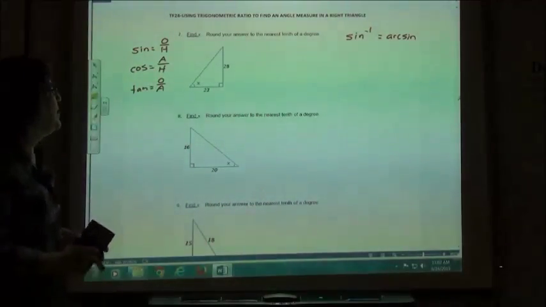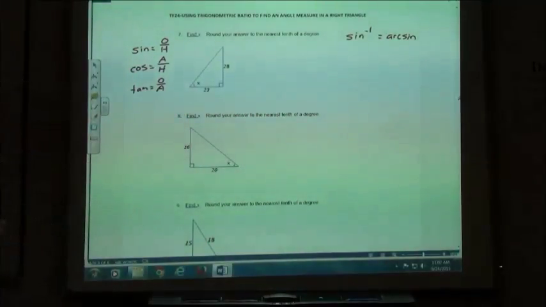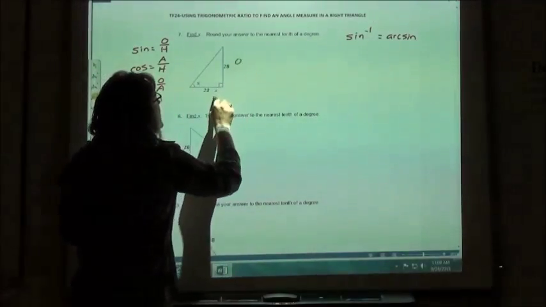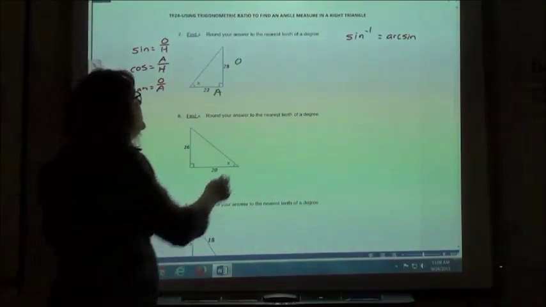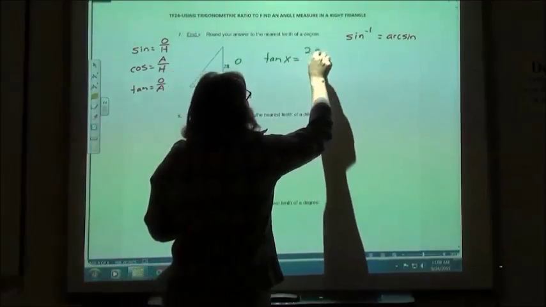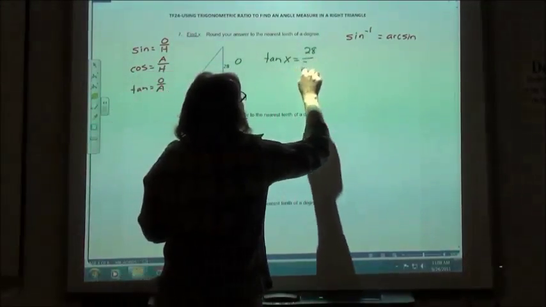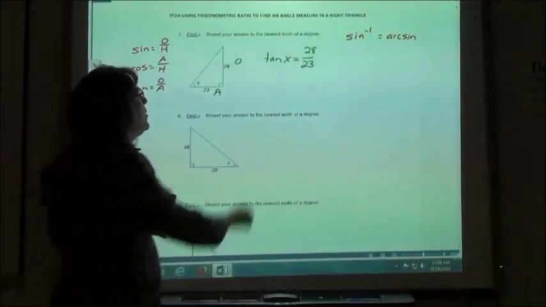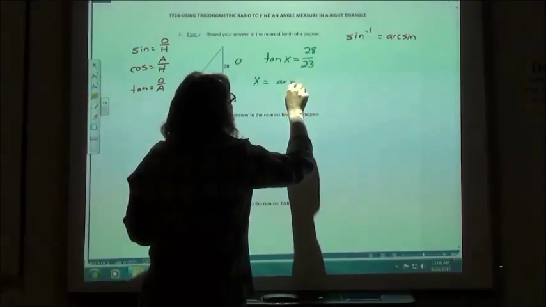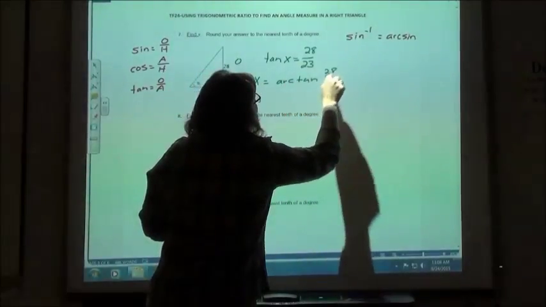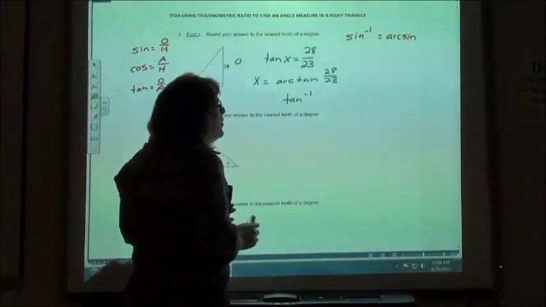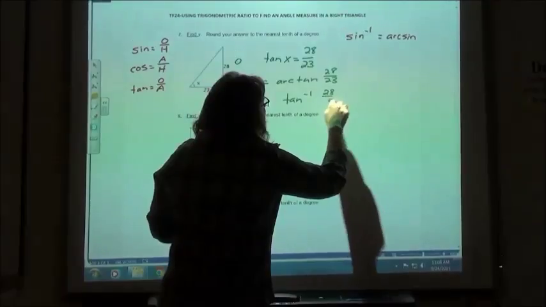So back to our question. We want to find x. We want to find the angle measure. Round your answer to the nearest tenth of a degree. So if I'm finding x, I'm saying I have the opposite and the adjacent side. So I'm going to say that the tangent of x equals the opposite over the adjacent. So they're going to tell you that x is equal to the inverse tangent or arc tangent of 28 over 23. Well, on our calculator, we're doing the inverse tangent of 28 over 23.